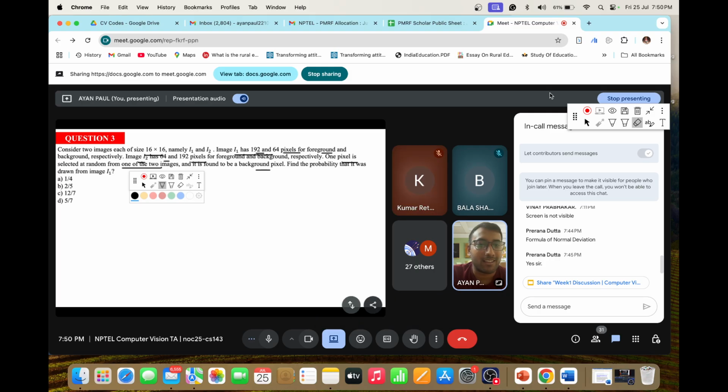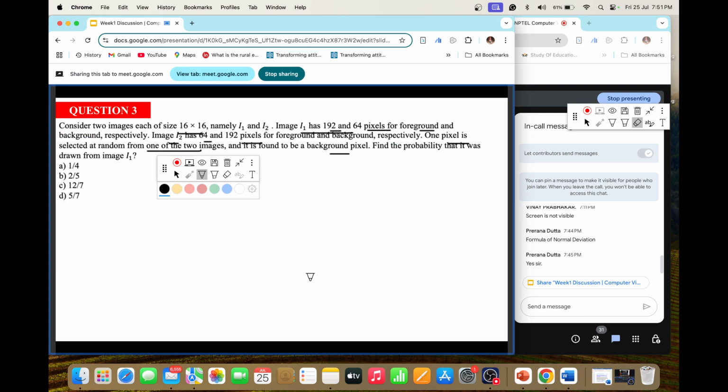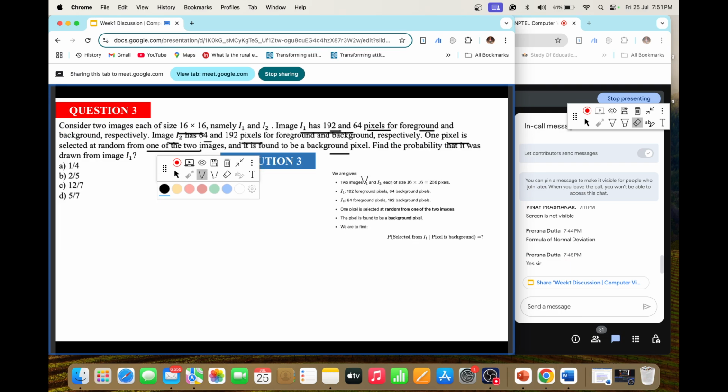Yeah, please. Bayes theorem, right? Bayes theorem or Bayes classification. Yes, this is a simple question of Bayes theorem. We are given I1 and I2 with 256 pixels each; I1 has 192 for foreground and 64 for background, I2 has 64 for foreground and 192 for background. One pixel is selected at random from the two images and found to be background. So we need to find the probability of I1 given the pixel is background.